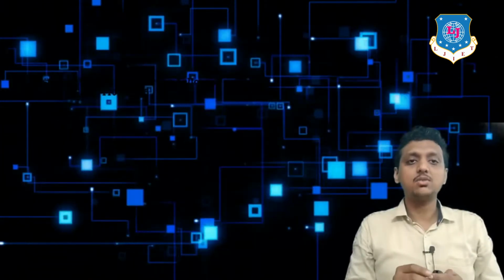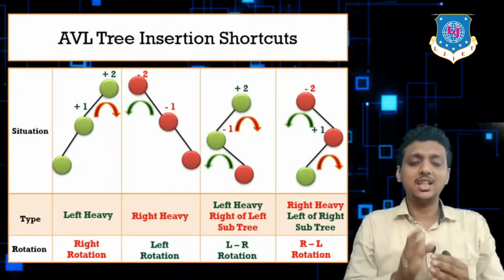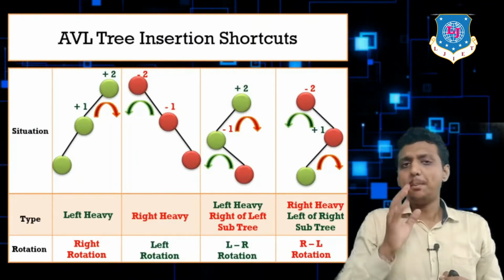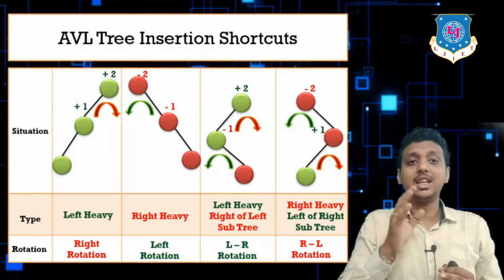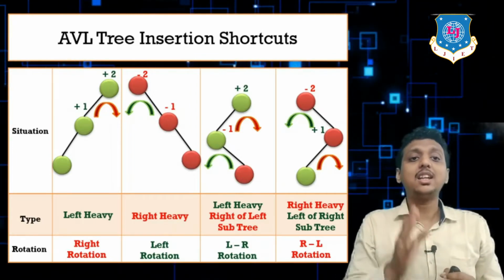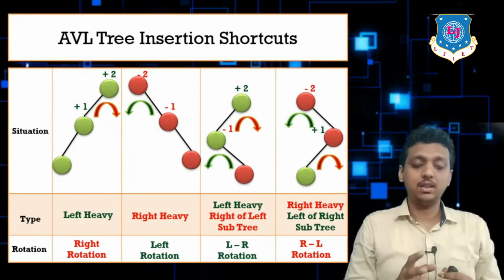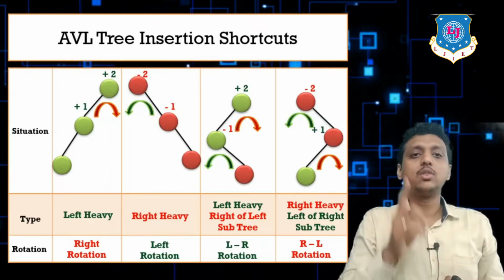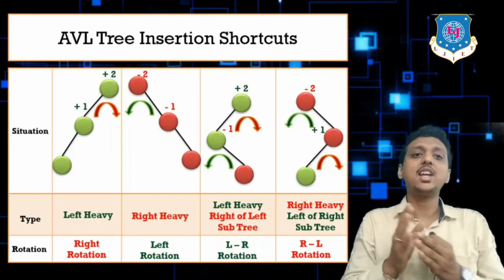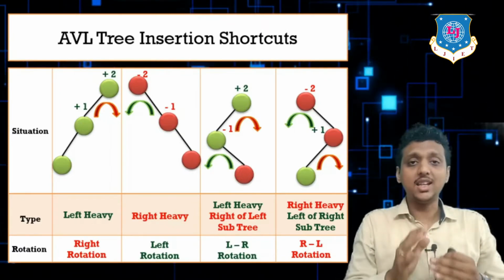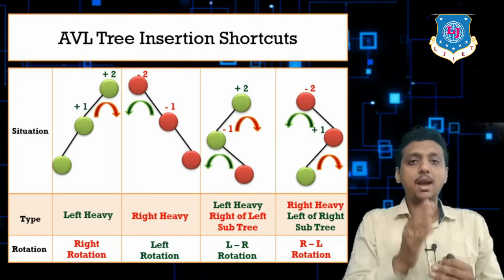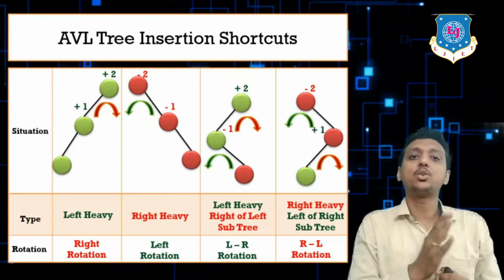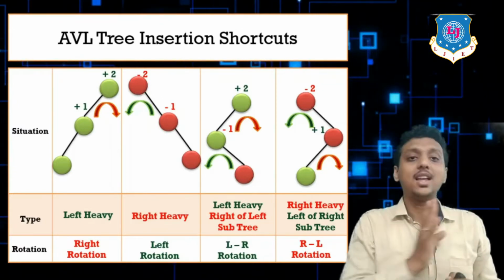Next we have the third case, a +2 -1 situation. That means the right subtree of the left subtree is heavy, so you need to give an LR rotation, that is, a left rotation followed by a right rotation. And the last case, students, is the -2 +1 situation, in which you need to apply an RL rotation, that means a right rotation followed by a left rotation.